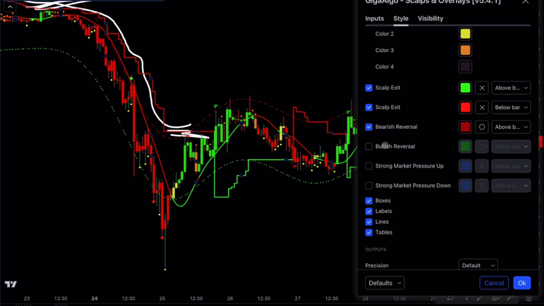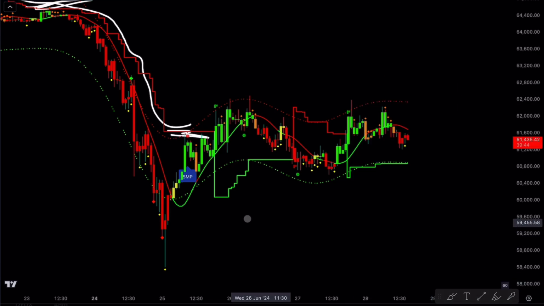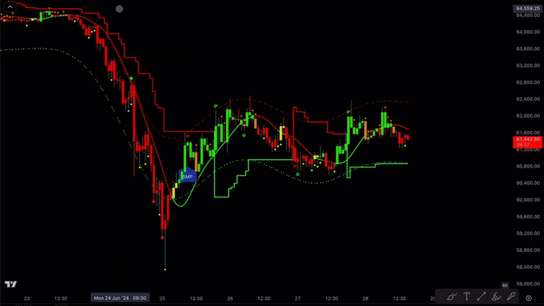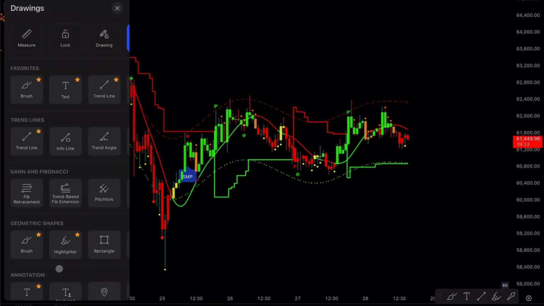Bullish and bearish reversal. Strong market pressure up and strong market pressure down. So, bullish and bearish reversals.